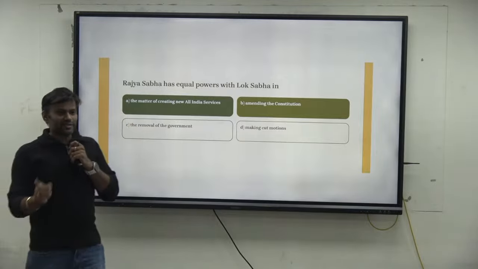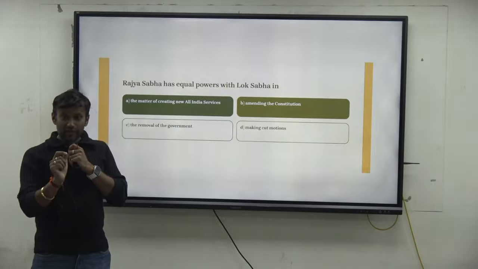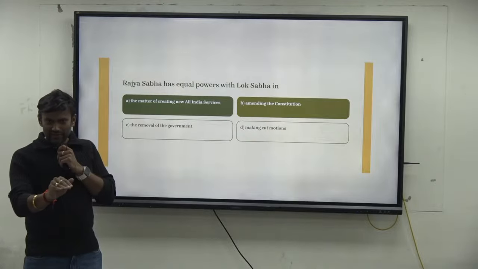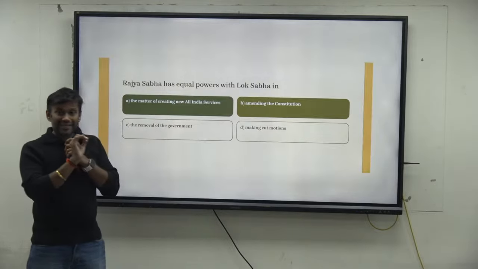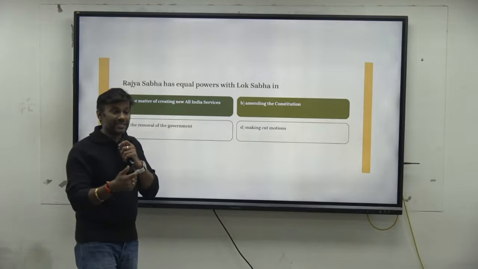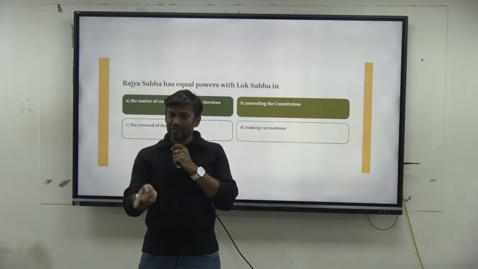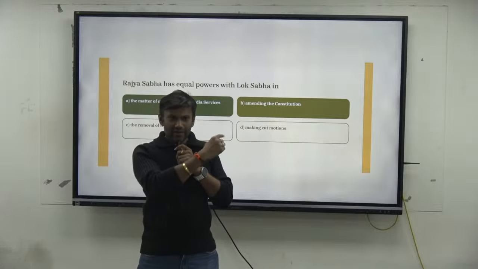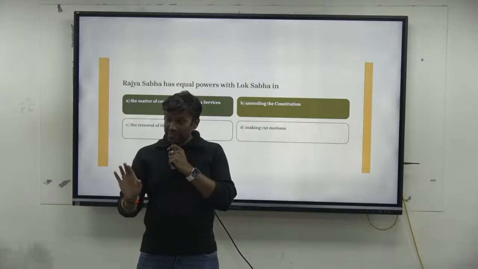Removal of the government, just now again 2 minutes back you read that no confidence motion can be only passed by Lok Sabha. So that is why you can say there Rajya Sabha does not have equal powers. So that is also gone. Remaining now what? B and D. So making cut motions. So if you have studied your basics polity, you know that the budget, demand for grants, can be only introduced in Lok Sabha. It is only Lok Sabha that can pass the cut motion, not the Rajya Sabha. That is why he told that budgetary control lies with whom? That is with Lok Sabha, not with Rajya Sabha.